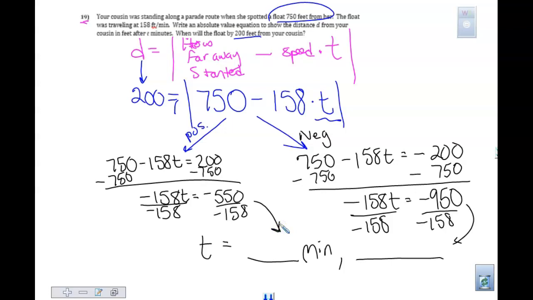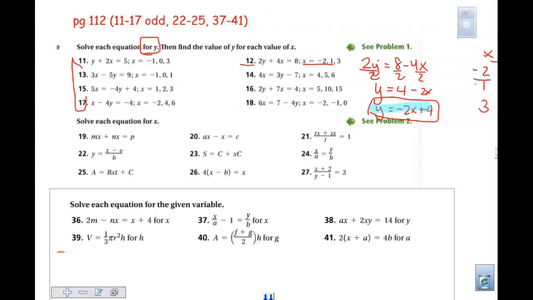When you're looking at those answers for your minutes, a lot of times think about what makes sense for an answer. If I looked at this one, we might have our answer as 3.5 minutes and 6 minutes. Questions: 1 to 12, 11 to 17 odd, 22 to 25, 37 to 41.